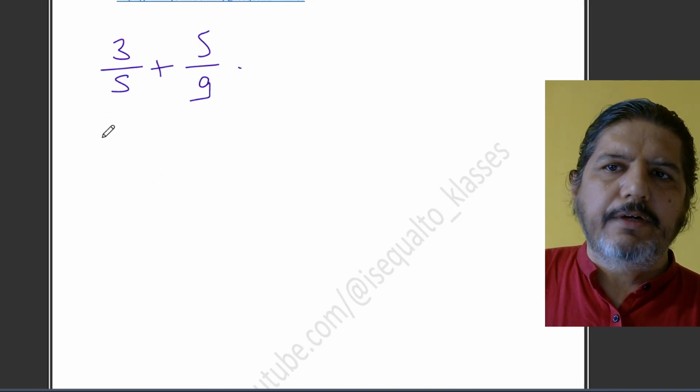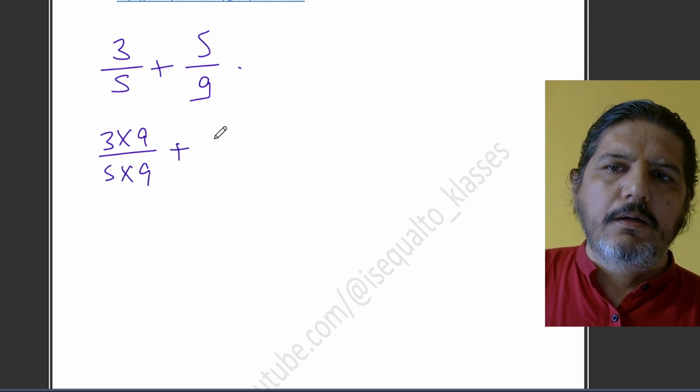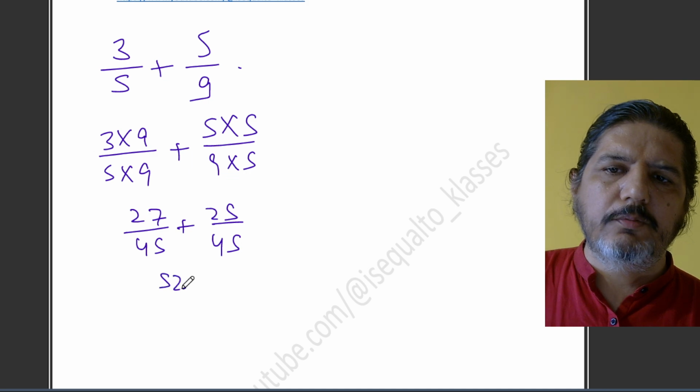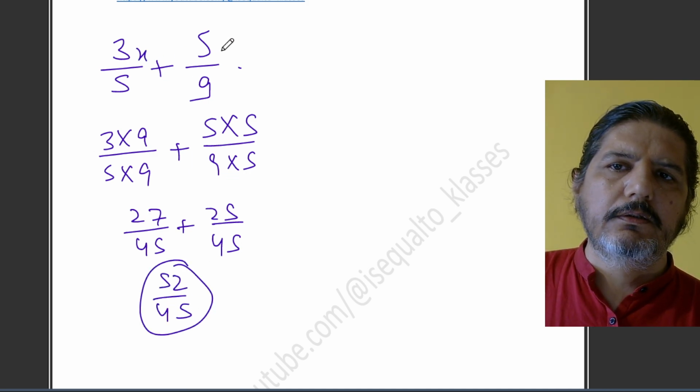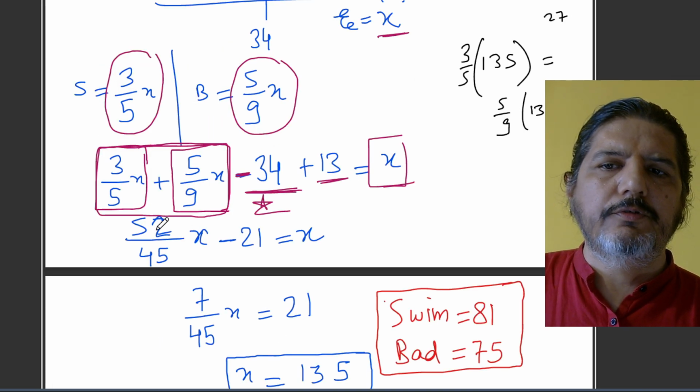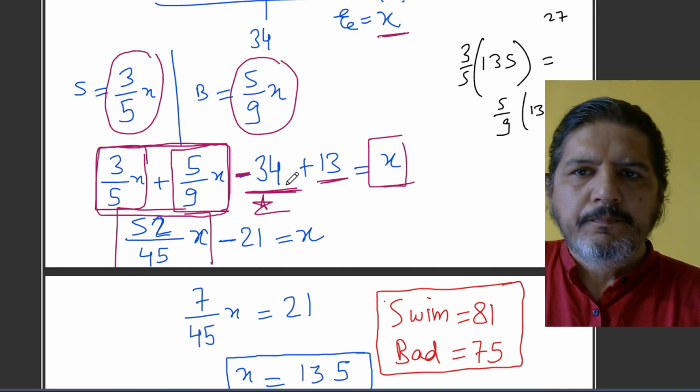So the LCM is 45. This would be 3 into 9 upon 45 plus 5 into 5 upon 45. This would be 27/45 plus 25/45, which is 52/45. So my answer, I just have to put an x here, the rest of the things are the same. So my answer would be 52/45 x. So 52/45 x is the addition of these two.